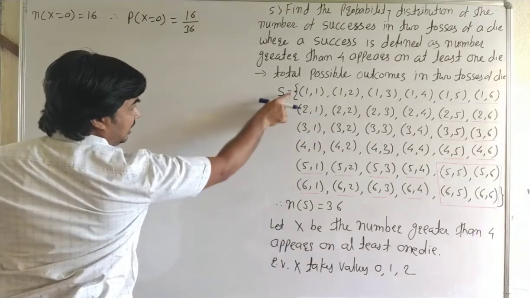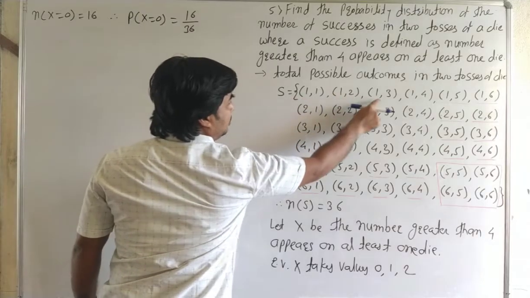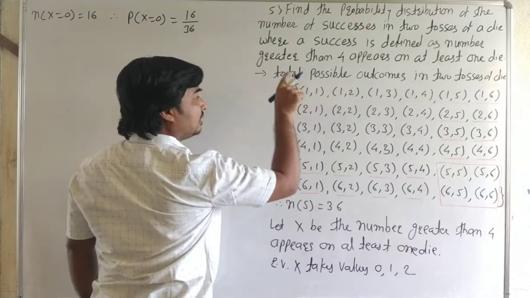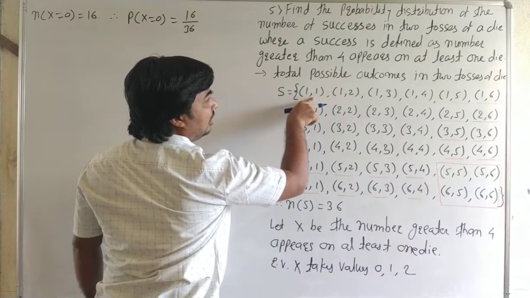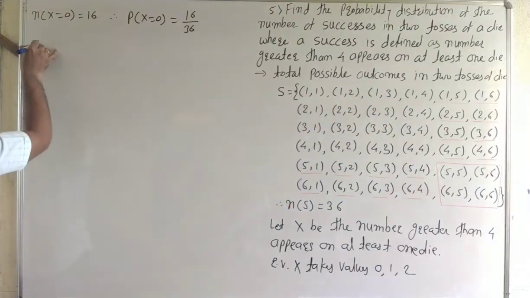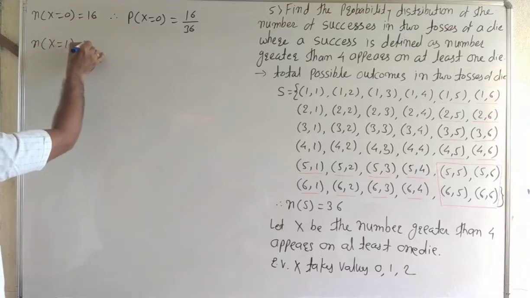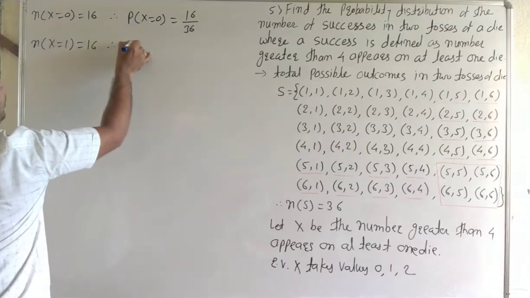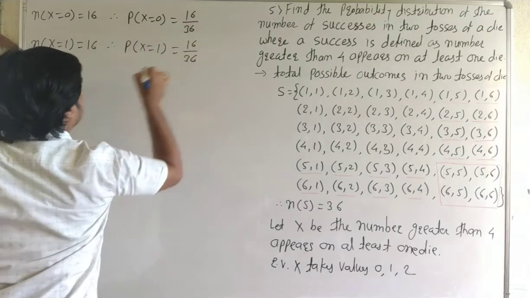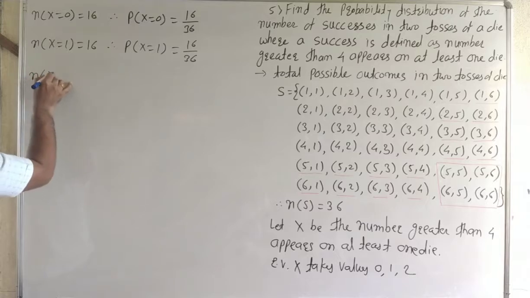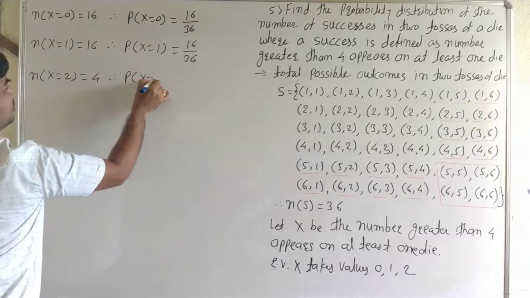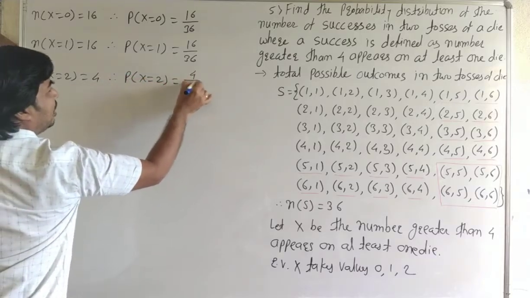It is a probability 0. Take the random variable: it is 0, and X is a number greater than 4. Here it is not on any one die, it is a number greater than 4. Now the number of X equal to 1 is 16. Therefore the probability of X equal to 1 is 16 upon 36. And the last, the probability of X equal to 2: that is 4, and therefore the probability of X equal to 2 is 4 upon 36.